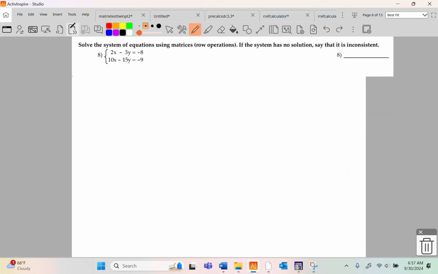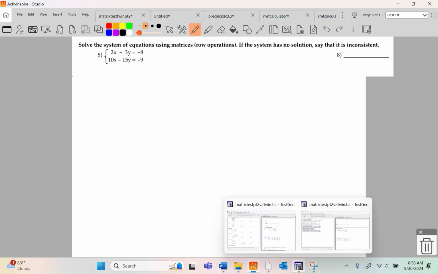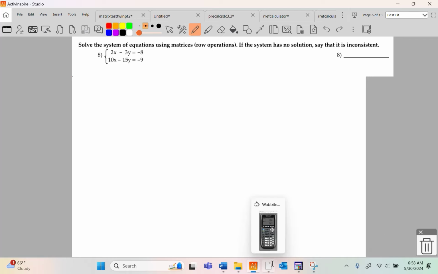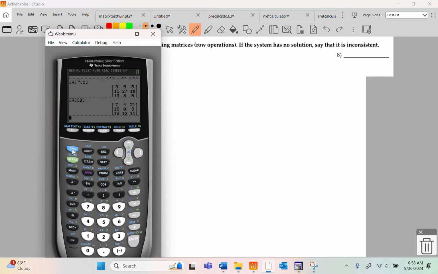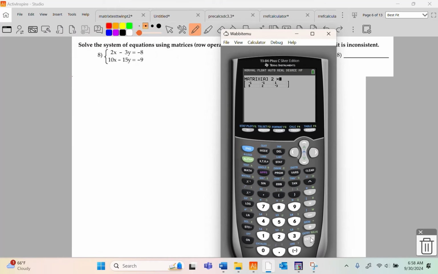Moving forward. Solve the system using matrices, row operations. If system has no solution, say it is inconsistent. And we're going to do this using double REF. We're not going to recreate the wheel here on this. So we're going to go to second matrix. We're going to scroll over to edit. And I see something with 2 rows and 3 columns, and I'm just going to type everything in.